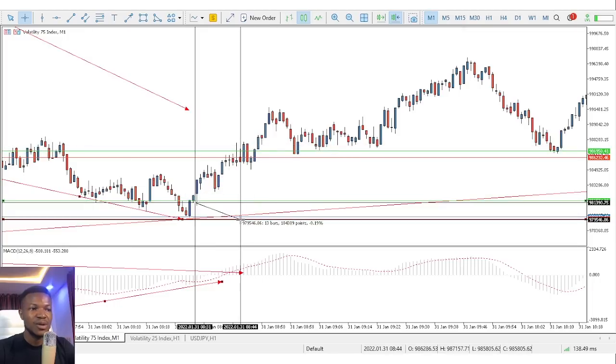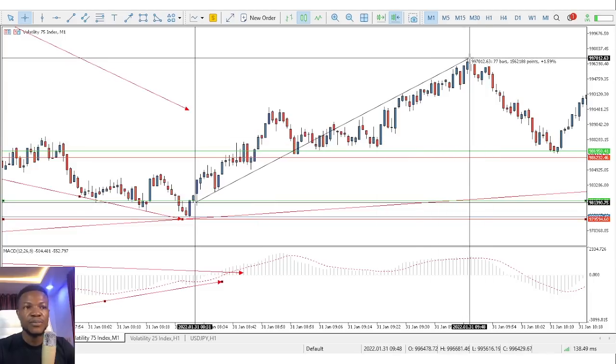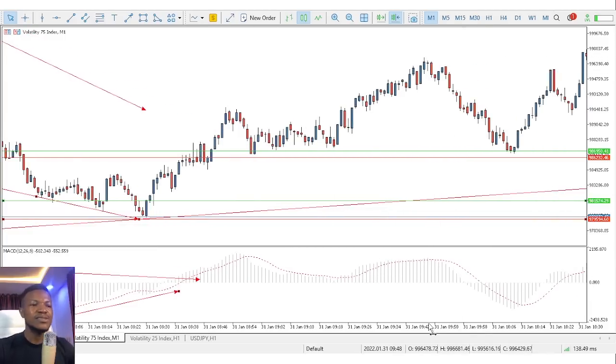And the risk is what? 184. About the same thing with the previous one. 200 pips to get 600 pips. And to take profit too is about 1,500 pips. This is what I'm showing you guys.